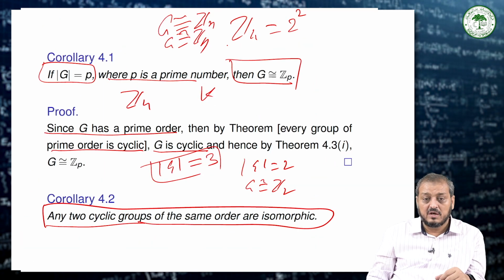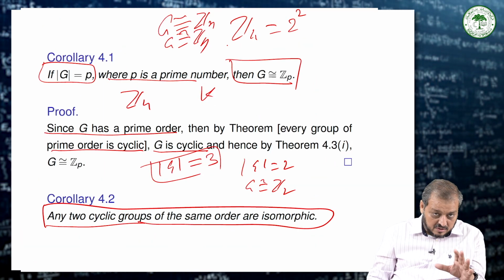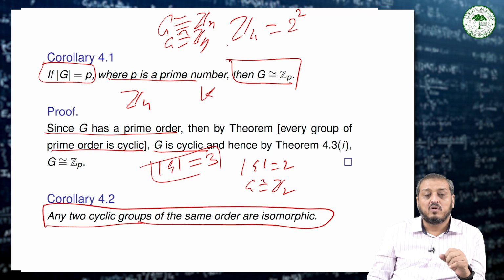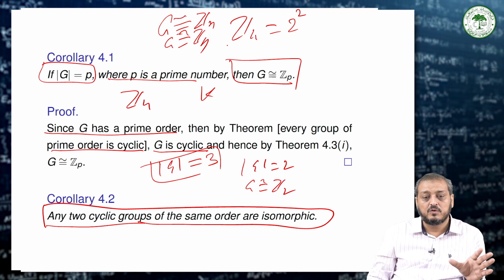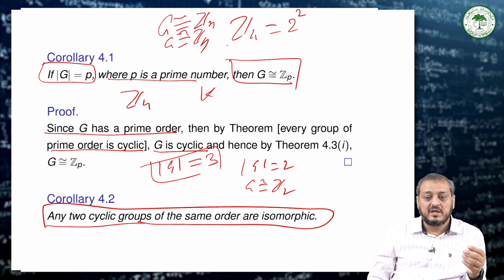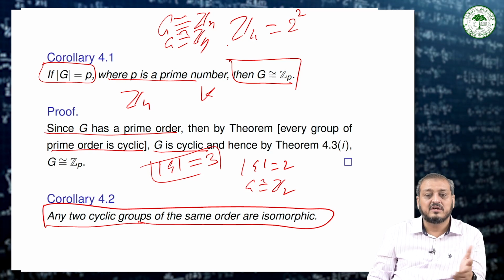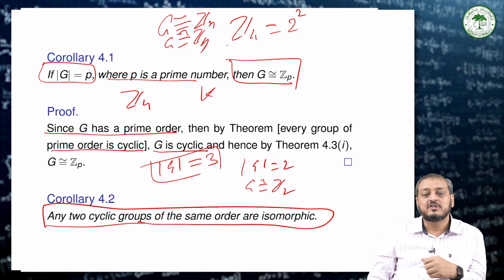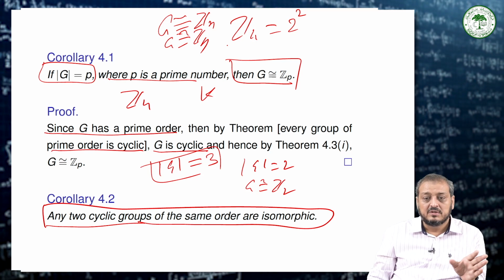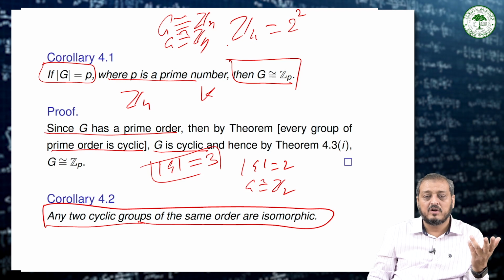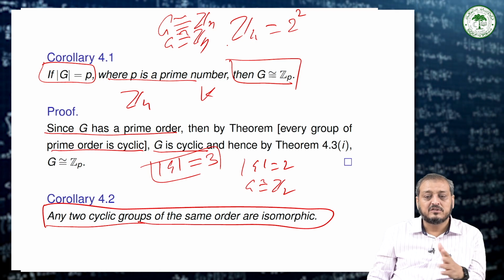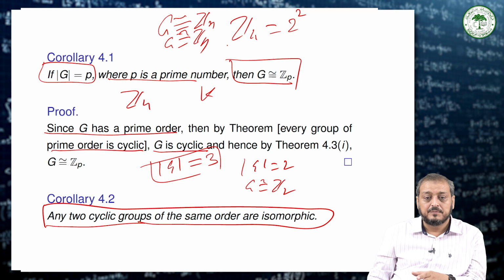Okay, so now I just close with this corollary. If the order of a group is equal to prime, then every group of prime order is cyclic. If every group of prime order is cyclic, then by this we can say that G is isomorphic to Zp. This means if we have any group of prime order p, it is isomorphic to Zp.